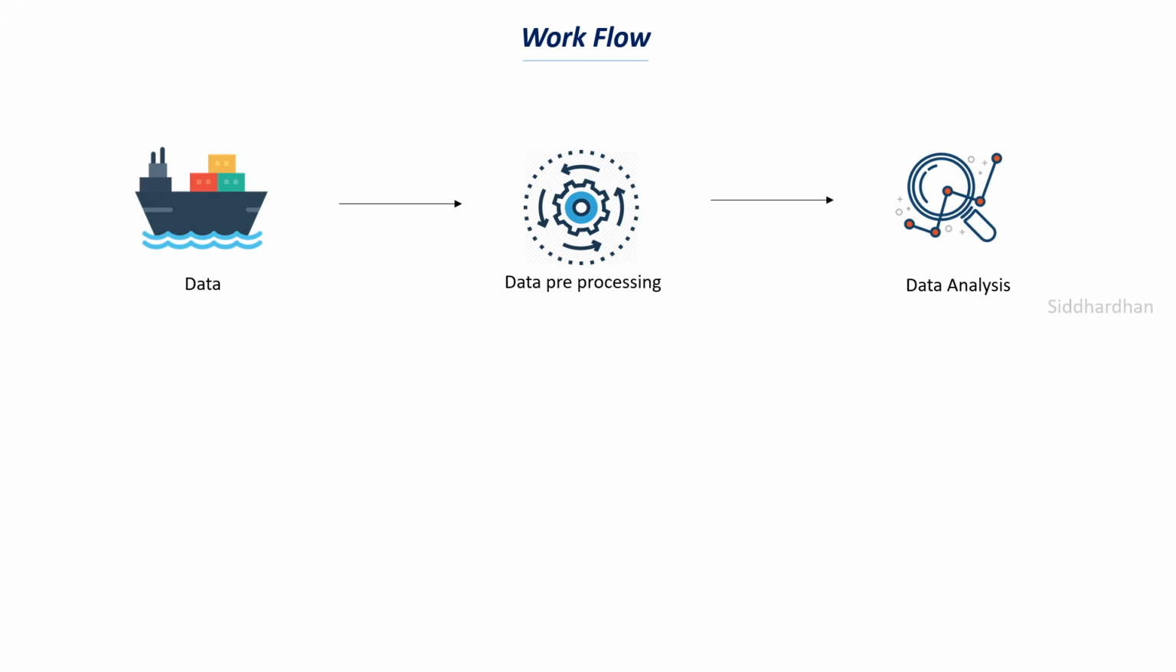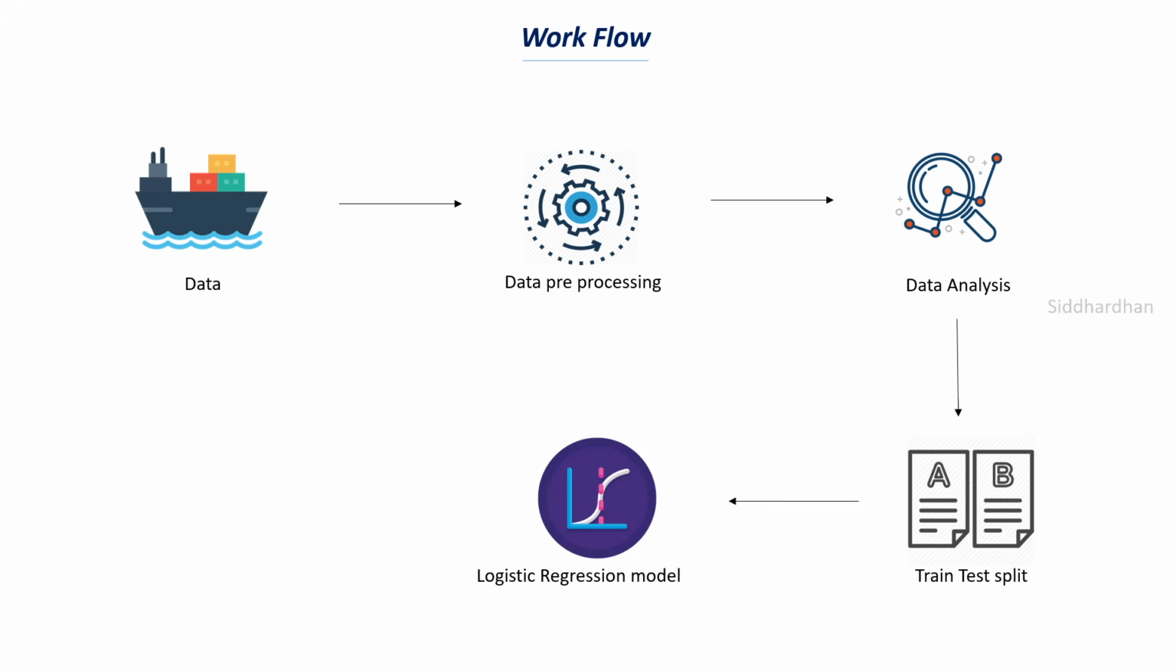After we analyze the data, we will split the data into training data and testing data. This is a very important step in any machine learning use case you take. The original data has to be split into these two types. Once we split this data, we will use the training data set to train our machine learning model.